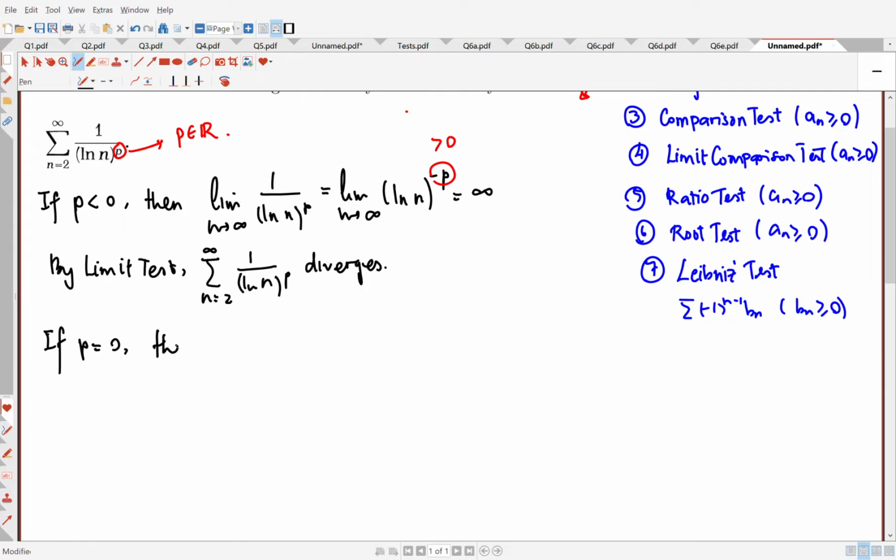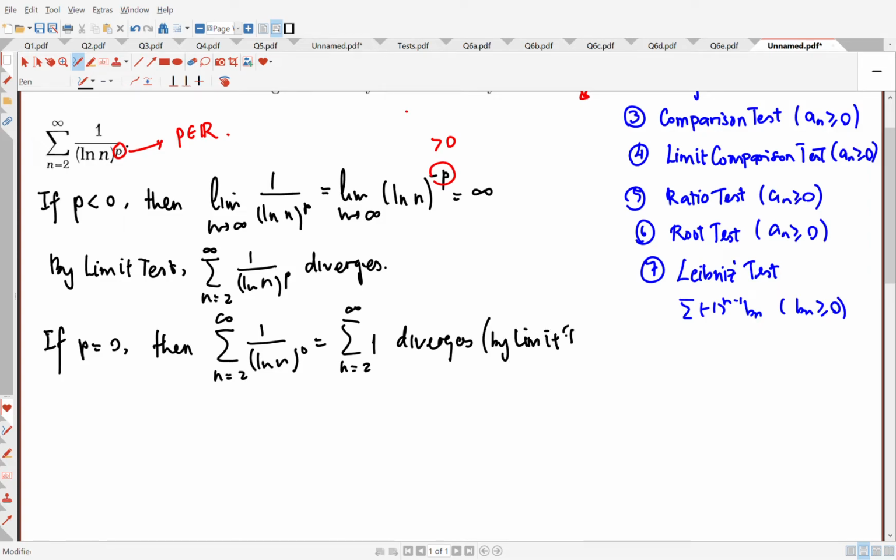Okay. Then what will happen if p is equal to 0? If p is equal to 0, then the sum becomes the sum of 1. The sum of 1, and this diverges. You can use limit test also, because the limit n tends to infinity of 1 is 1, not equal to 0.